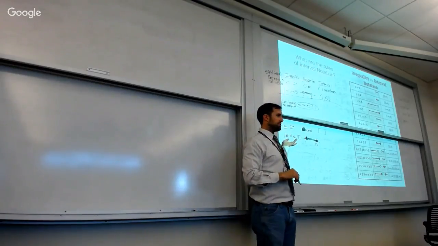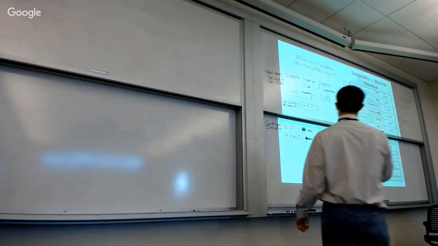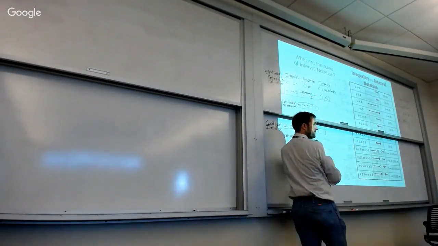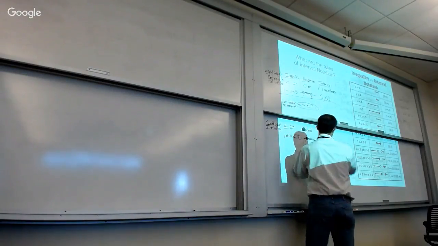And then what would the interval notation look like? Julian? What would the interval notation look like for between 1 and 10? 2 brackets. Yeah, it'd be bracket 1 and 10 bracket.